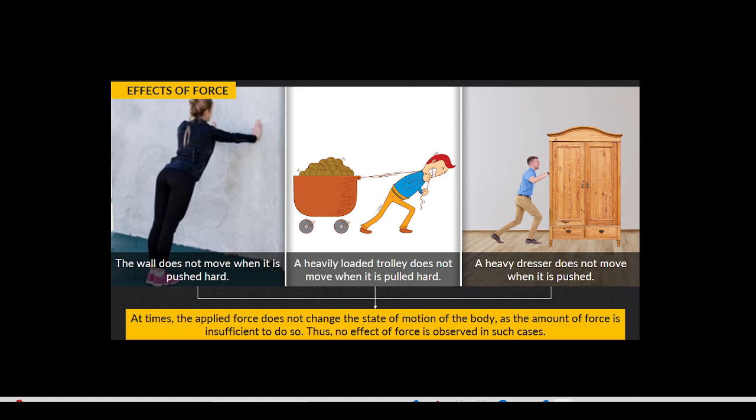So, you won't be able to move the heavy objects. Why? Because the amount of force is insufficient to do so. When you are applying the force on the wall, the force is insufficient to move the wall, right?